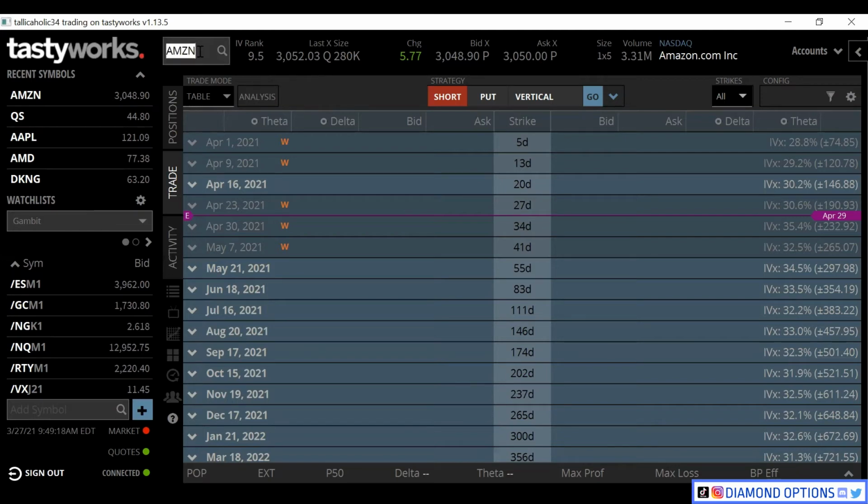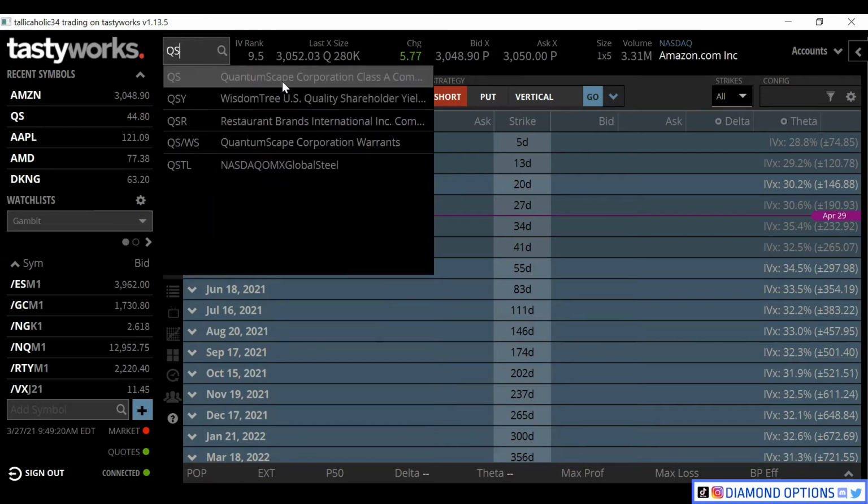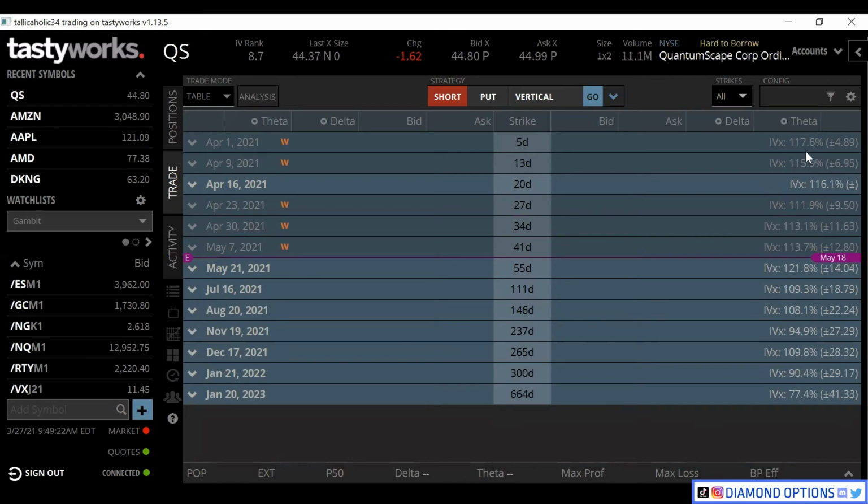We can compare that to, let's say, QS or something like this. You can see over here, our IV is 117. So we say, oh my gosh, that's over 100, right? That's got to be really high. Well, again, IV rank is pretty low in here, 8.7. So this IV relative to the underlying itself, QS, is actually pretty low. Again, this is a SPAC, so you have to take that into consideration as well.